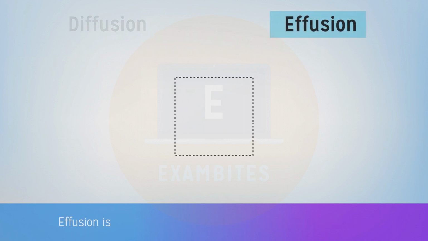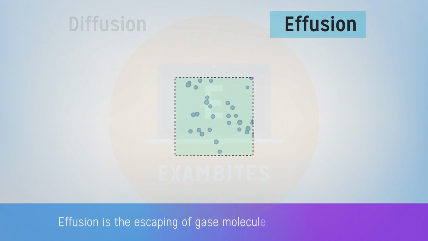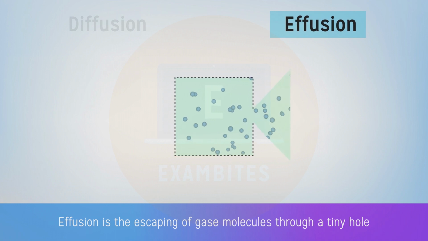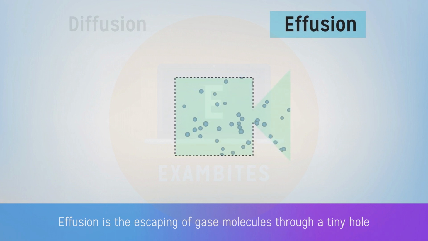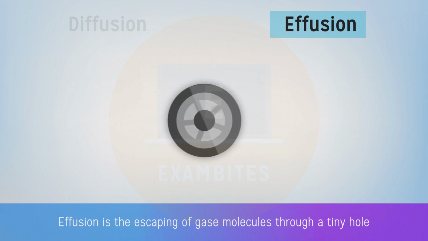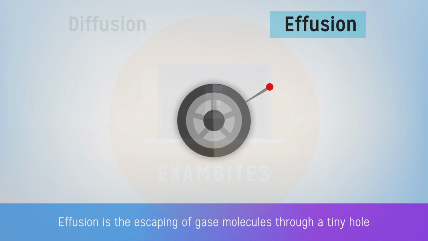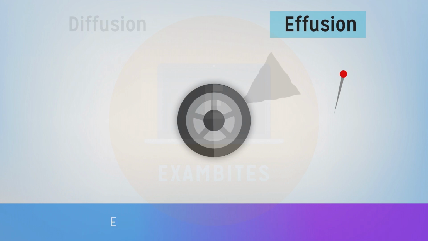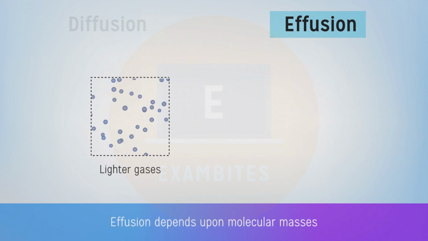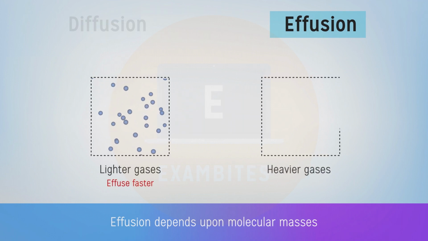Whereas effusion is the escaping of gas molecules through a tiny hole into a space with lesser pressure. For example, when a tire gets punctured, air effuses out. Effusion depends upon molecular masses. Lighter gases effuse faster than heavier gases.